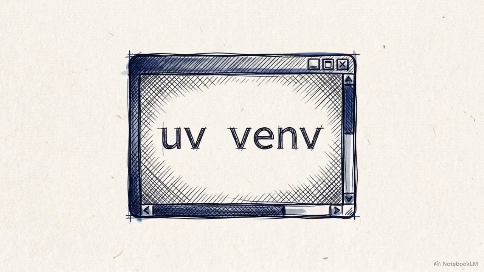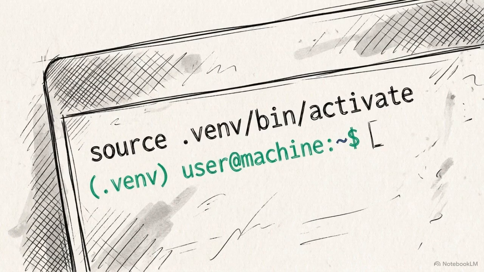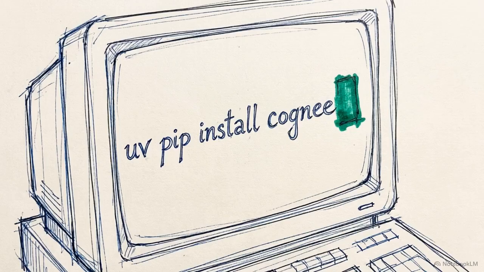Looking at this terminal interface, we start by creating an isolated workspace. We use the UV package manager to create and activate a Python virtual environment. Next, we run the primary installation command, uv pip install cognee.